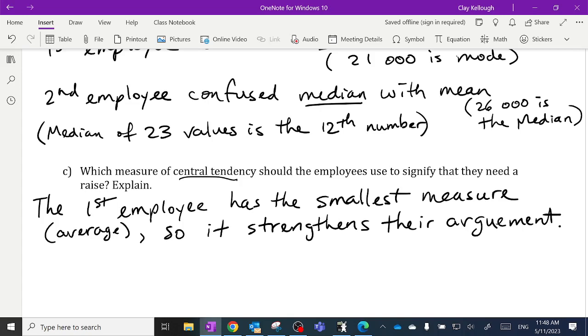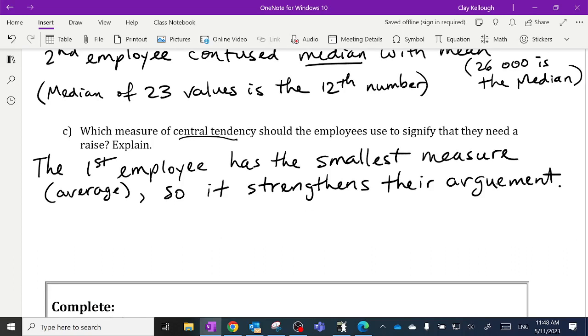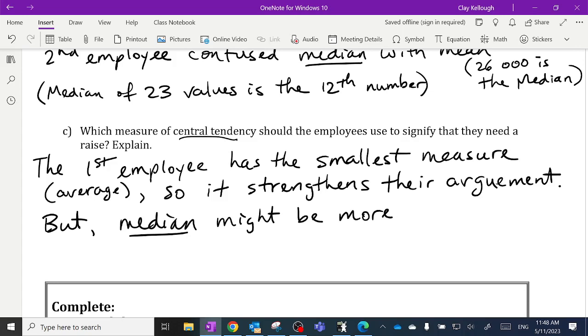But I guess you could argue the other way. Hopefully the boss, the owner of this restaurant, will go, wait a minute. You're saying the average salary is $16,000 for my 23 employees? No, that's the most common salary amongst my 23 employees. But median might be more fair to the employer. So it kind of depends whose side you're on here.